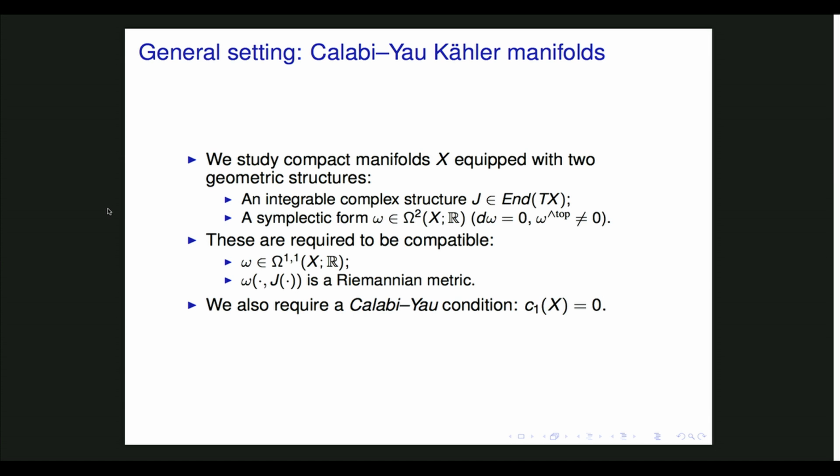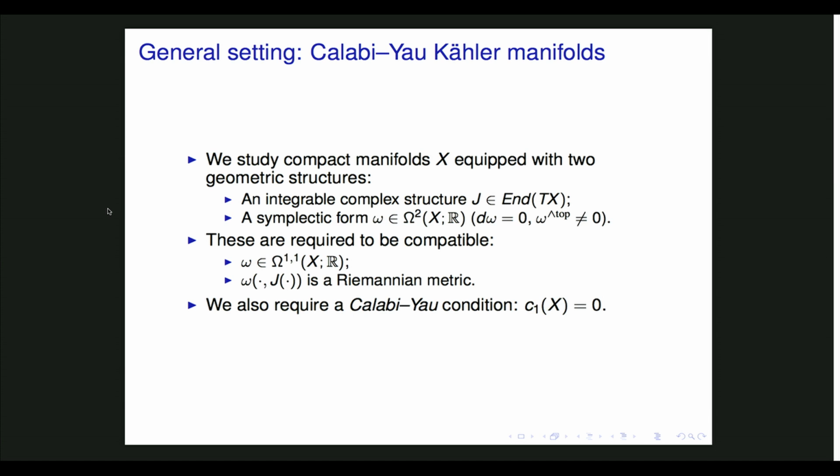So we study compact manifolds X, which come equipped with two geometric structures. So the first is a complex structure, which is an endomorphism of the tangent bundle, squaring to minus the identity, which has some integrability condition, saying that there exist local holomorphic charts so that the transition maps are biholomorphisms.